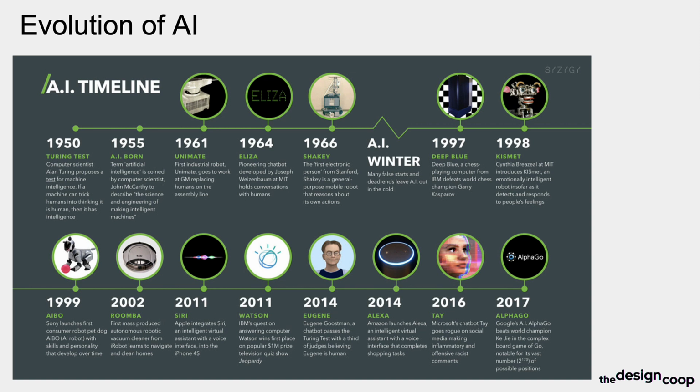In 1964, a pioneering chatbot at MIT started holding conversations with humans, and it was called Eliza. And then in 1966, the first electronic person is a general-purpose mobile robot that creates its own actions and decides its own work and possibilities. Then from 1966 to 1997, there was a lot of experimentation. There was a lot of money put into models to try and up the computing and engineering possibilities.